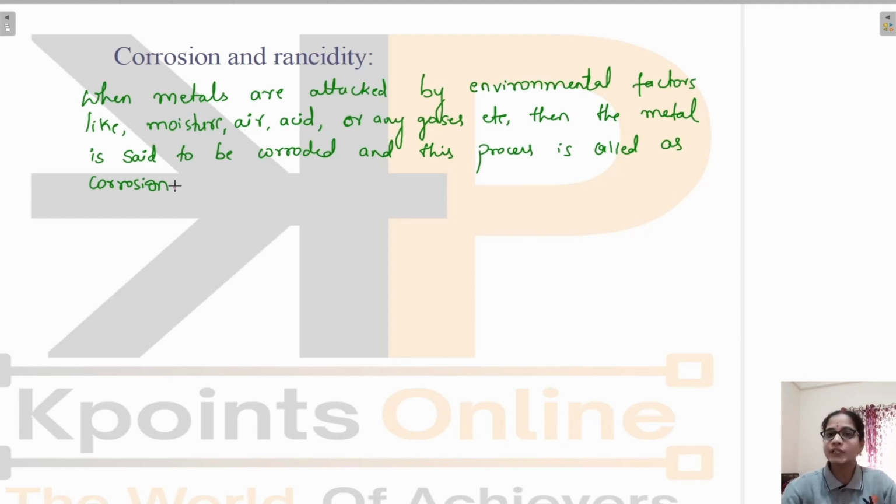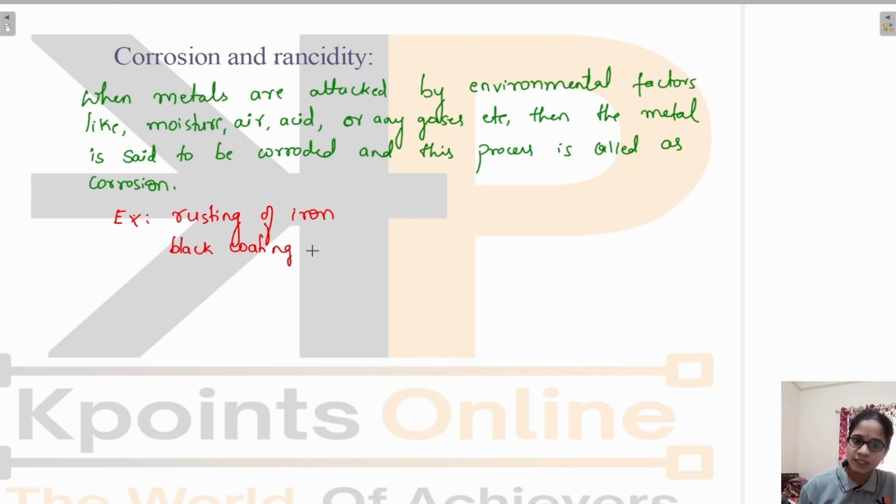It means there is a deterioration of the metal, the quality of the metal decreases as its outer layer becomes corroded. There are many examples, like rusting of iron. What happens in rusting? A brownish layer of iron oxide is formed, as iron reacts with moisture. Then there is a black coating on silver metal. What is that? It is due to the formation of silver sulfide. It reacts with the sulfur compounds present in the air to form silver sulfide.